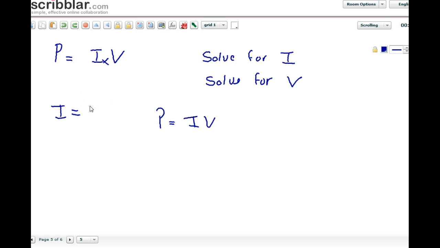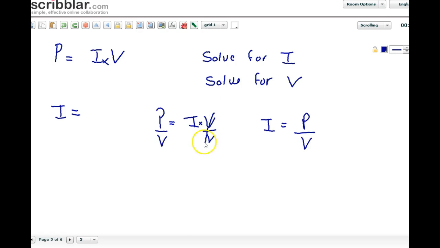Well, this time I want to solve for I. So I want I is equal to something. Well, I have P is equal to I times V, and I notice that I has been multiplied by V, so I know that if I divide both sides by V, I'll write it out here, then the V's on this side will cancel and I will end up with I is equal to P over V.